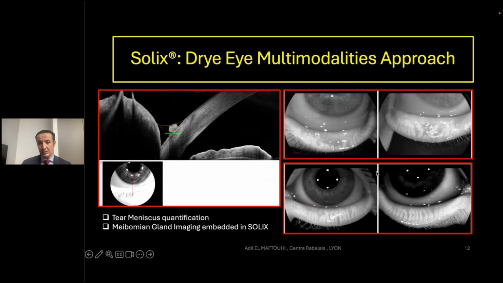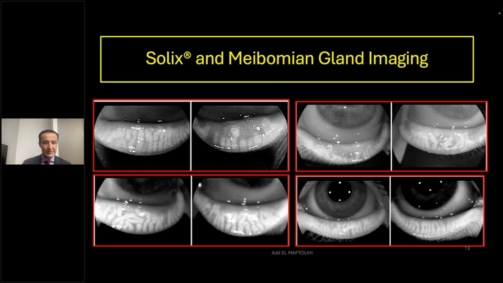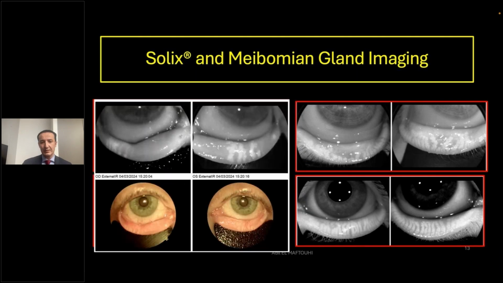And look here, this is a beautiful picture about the different stages of the MGD. Other cases of the dilation of the meibomian gland and the atrophy of the meibomian gland performed and captured by the Solix. And you can also perform the color photo to analyze the level of inflammation in the lid.